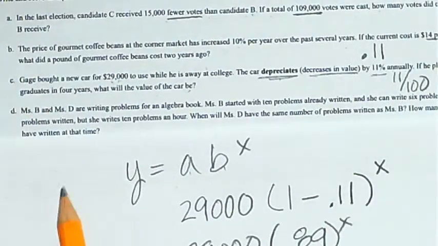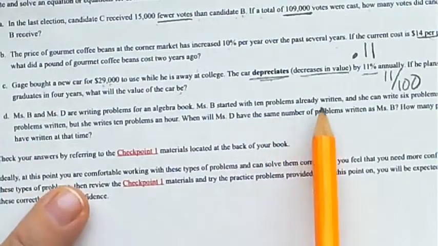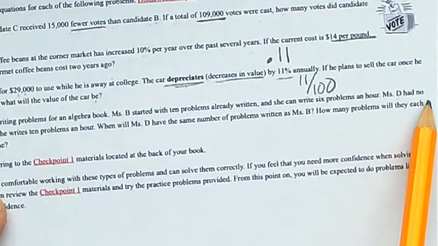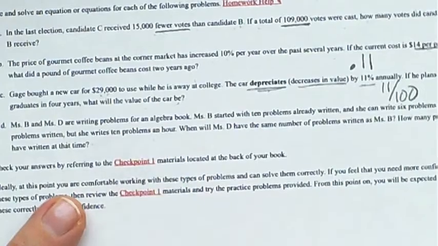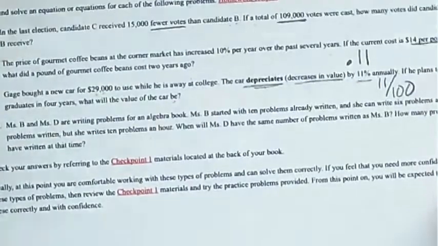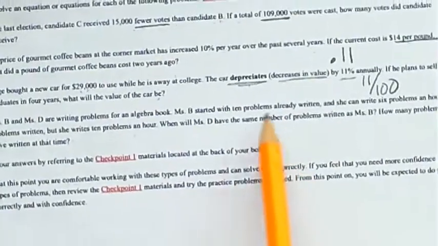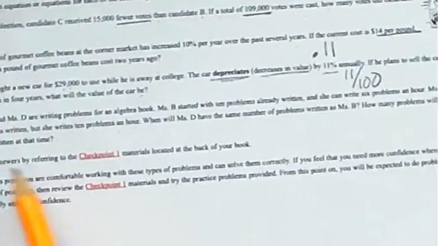If Miss B and Miss D are writing problems for an algebra book, Miss B started with 10 problems already written, and she can write 6 problems an hour. Miss D had no problems written, but she writes 10 problems an hour. So you should see that this is a linear equation because you've got a set amount that they're increasing by each hour. That's going to tell you, okay, this is linear. When will Miss D have the same number of problems written as Miss B, and how many problems will they each have written at that time?